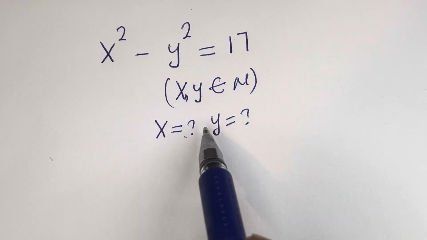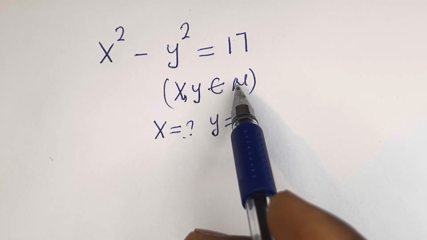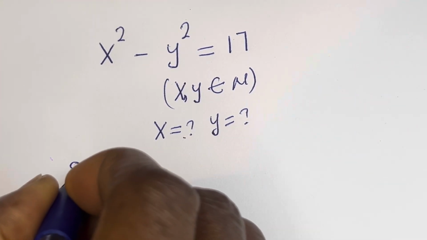Hello, how to solve for x and y in this equation? x squared minus y squared is equal to 17, where x and y are members of the natural numbers. Solution.